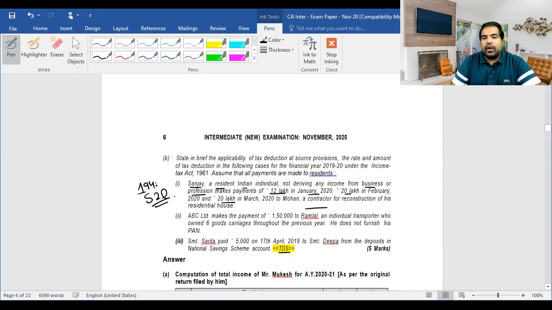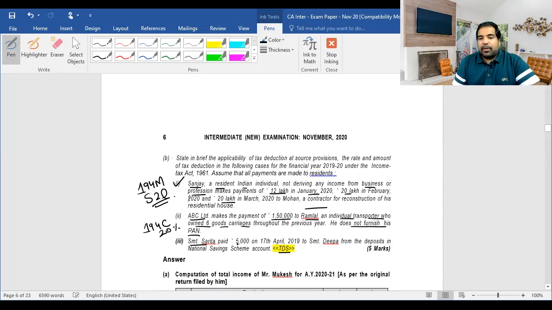ABC Limited makes a payment of 1,50,000 to Ramlal, an individual transporter who owns 6 goods carriages. He does not furnish PAN. Because he does not furnish PAN, otherwise under 194C there would be no TDS, but now there would be TDS, and because there is no PAN furnishing, 20% under section 206AA.